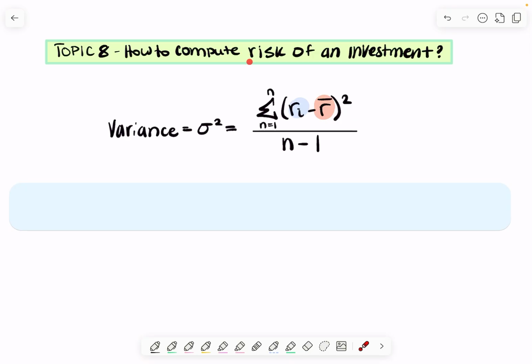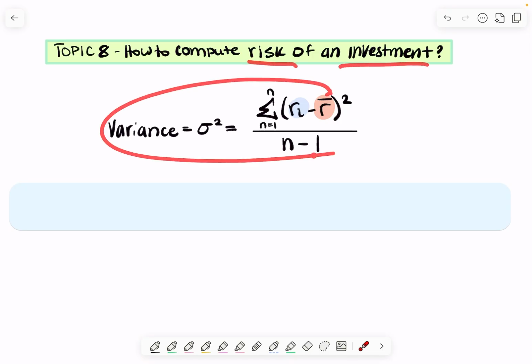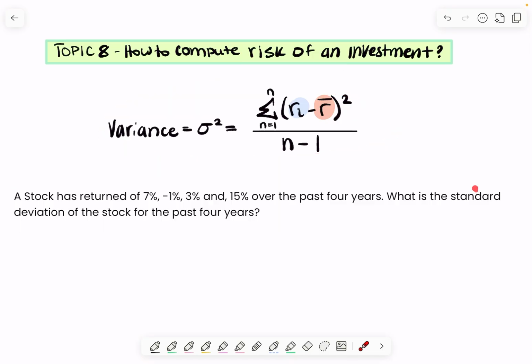Here's another example of how to compute the risk of an investment using this formula. We're asked to find the standard deviation of the stock for the past 4 years. So why are we using the variance formula? Because standard deviation is just this. So if we get variance, to get standard deviation, we can just square root, so that we get rid of this and we're just left with standard deviation.